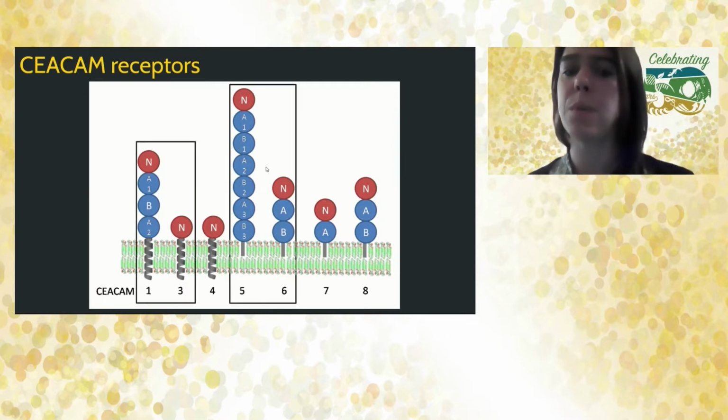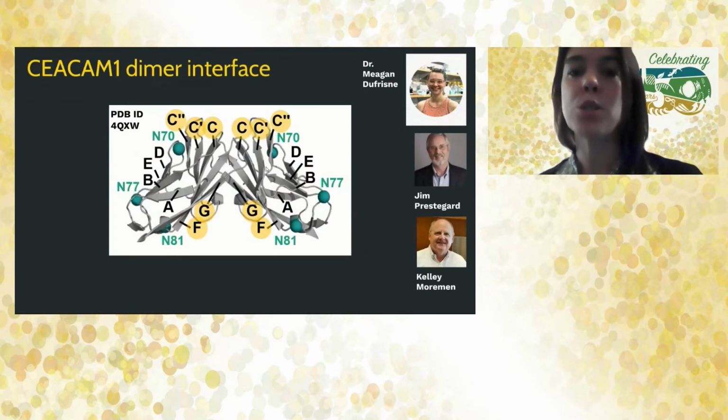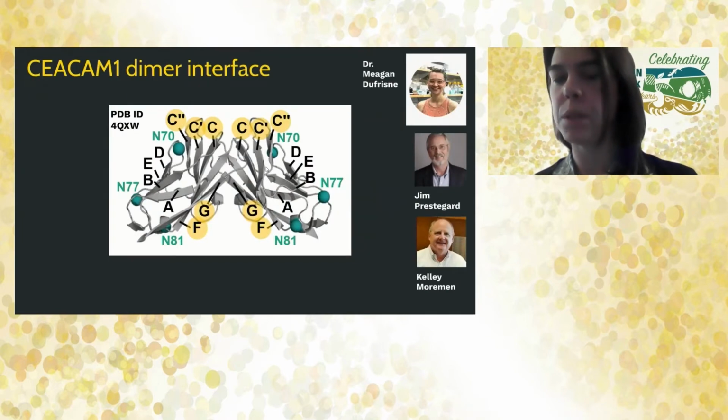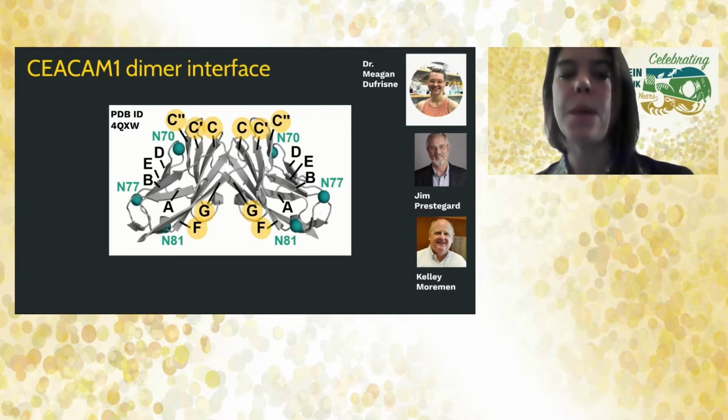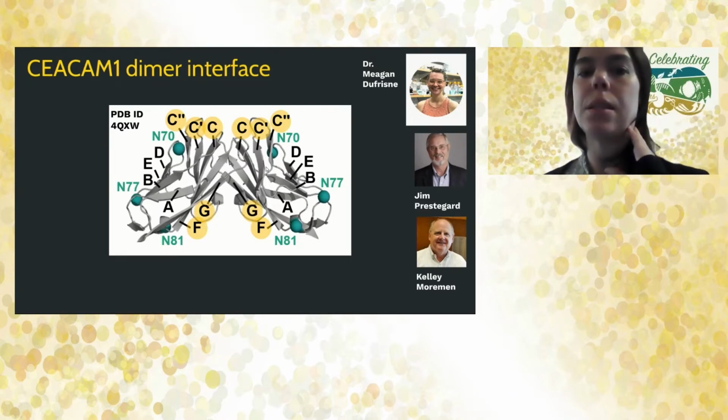Opa binds to CEACAM1, 3, 5, and 6, and doesn't bind to 4, 7, and 8. It's interesting because the N-terminal domain of each of these receptors is quite similar. The structure has been out for a while. There are several structures of each of the different CEACAMs, and it's thought that this dimer interface is the trans dimer interface, which has not been confirmed, but is the leading hypothesis at this point.